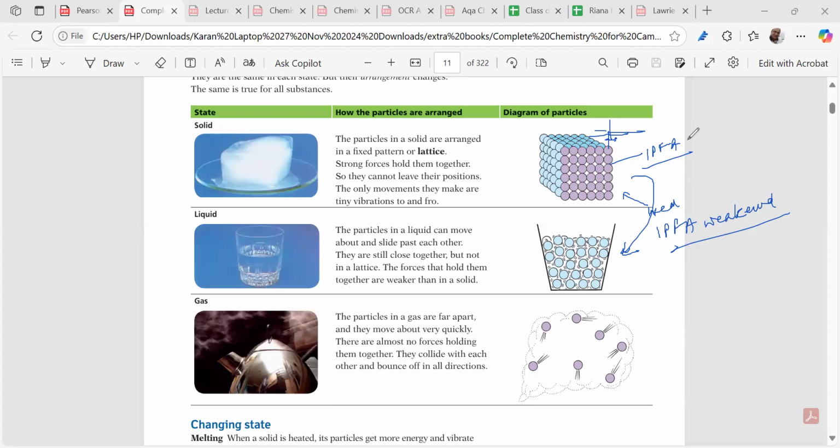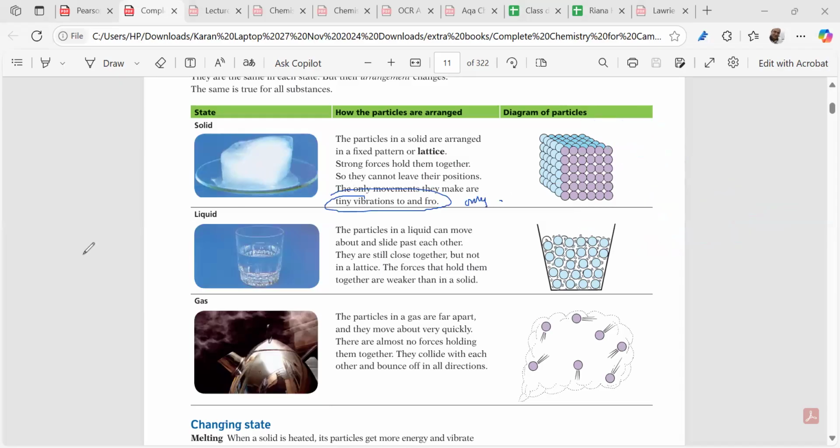When we heat the solid, the particles start to vibrate and the interparticular force of attraction gets weakened. The lattice structure crumbles, and the particles are still close together, but they now have movement. In a solid you have only tiny to and fro vibrations, but when we heat it, the particles have sliding and rolling motion added.